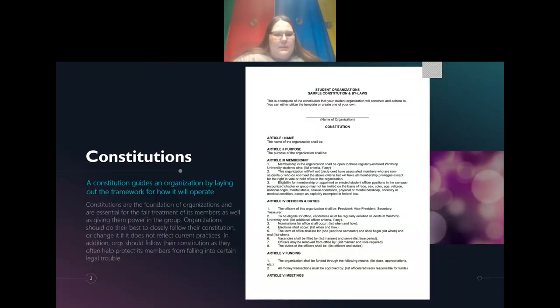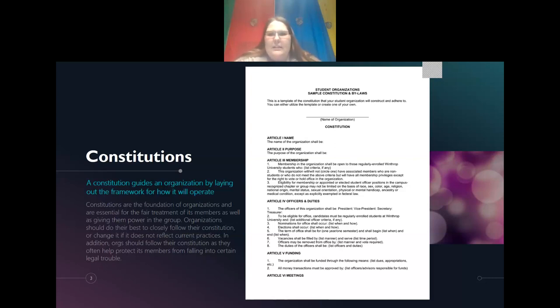So constitutions. This is really a document that guides your organization by laying out the framework for how it will operate. Constitutions are the foundation of an organization and are essential for fair treatment of its members, as well as giving them power in the group. Organizations should do their best to closely follow their constitution or change it if it does not reflect current practices. In addition, orgs should follow their constitution as it often helps protect its members from falling into certain legal trouble.